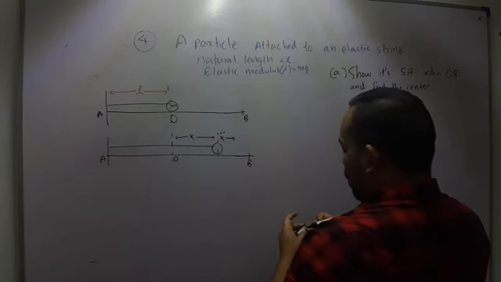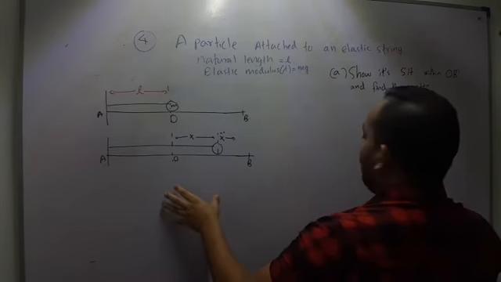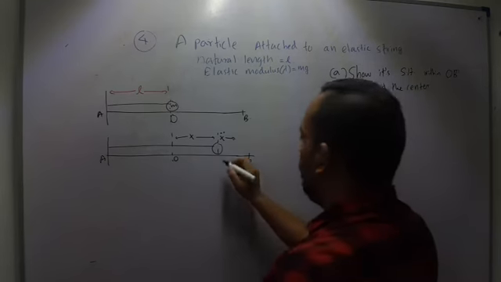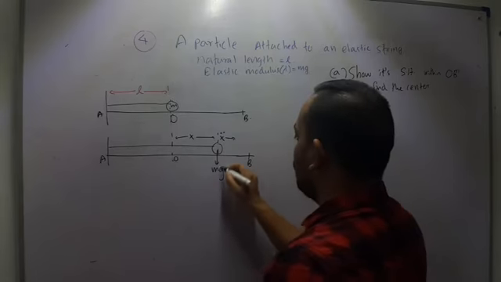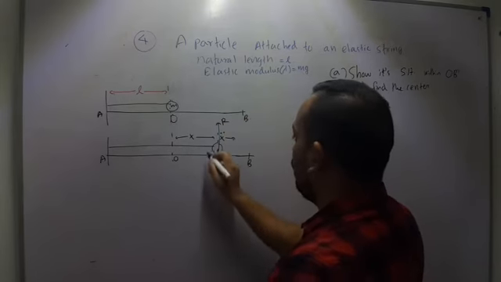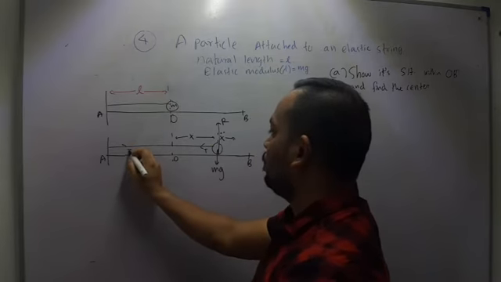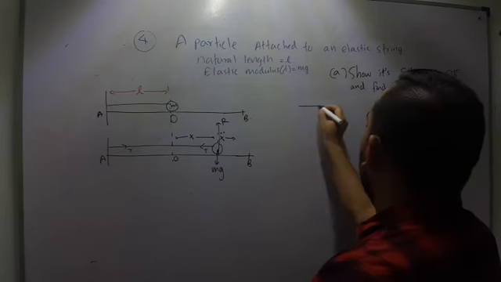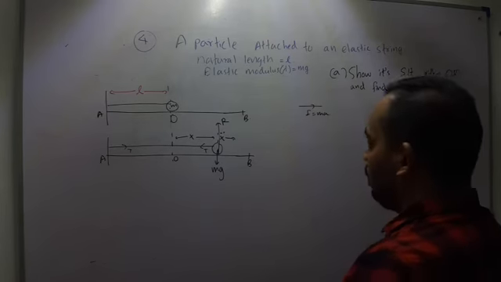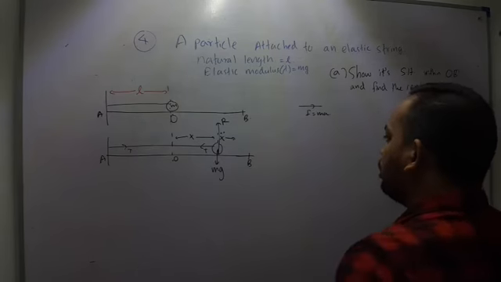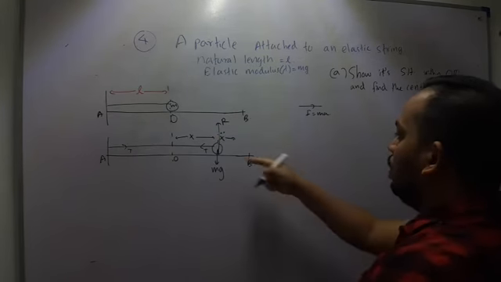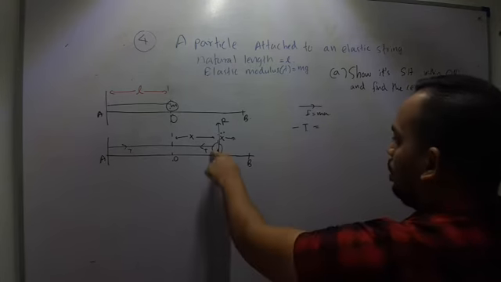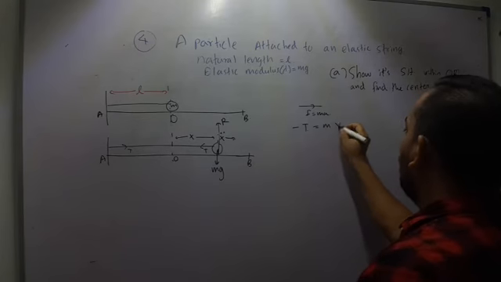So whenever you are asked to show that it is simple harmonic, you have to show a general position of the particle under stress. So this is mg, this would be R, and there will be a tension. Okay, now put F equals ma to any side. Suppose the particle is moving in this direction. Then the tension is in the opposite direction, minus T. This is the only force, m x double dot.